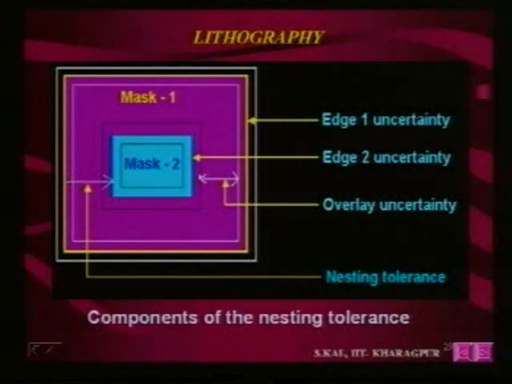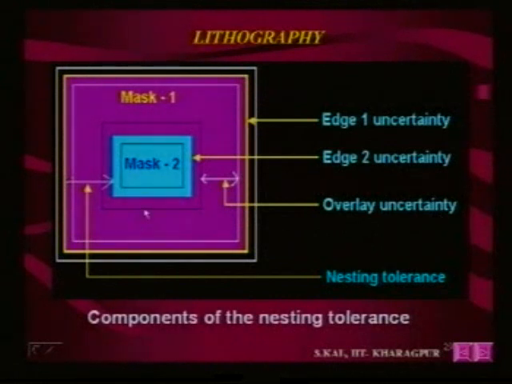Now, the minimum distance in the worst case, that means edge 1 may come here, and the edge 2 can go up to here. So that is the minimum gap. That is known as overlay uncertainty. You see the left side and right side, the edge one can go right side up to this and left side up to this. Similarly, mask two edge can go right side up to this. So this is the minimum gap you are getting in the worst case. So that is known as overlay uncertainty.